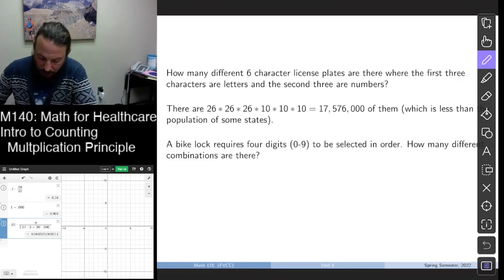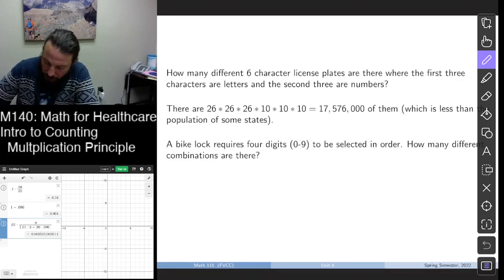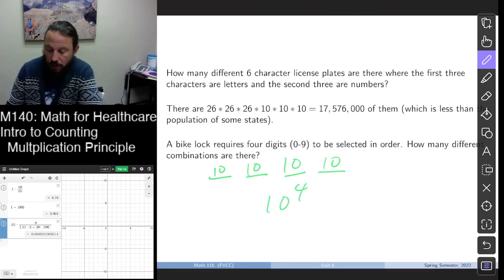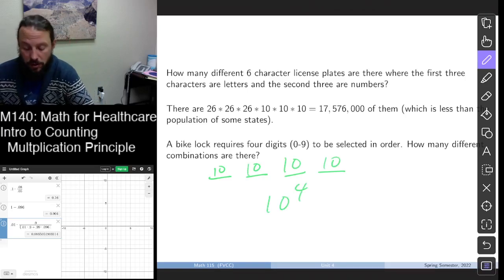Okay, so a bike lock requires 4 digits, 0 to 9, to be selected in order. How many different combinations are there? Well, again, now I got 4 different digits. There's 10 ways to choose the first, 10 ways to choose the second, 10 to third, 10 to fourth, and we get 10 to the fourth ways, which is what, 10,000?